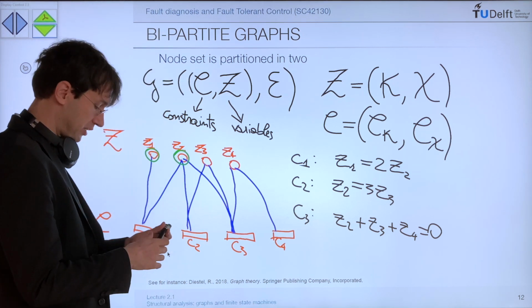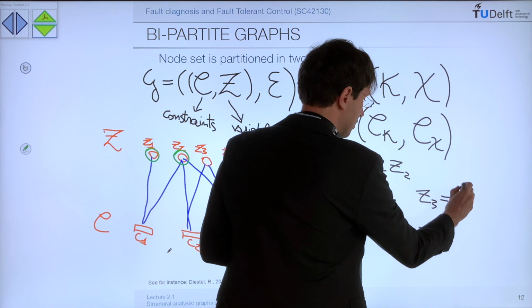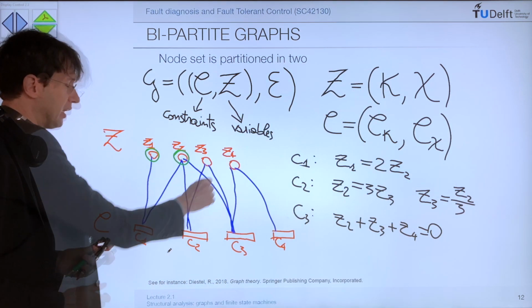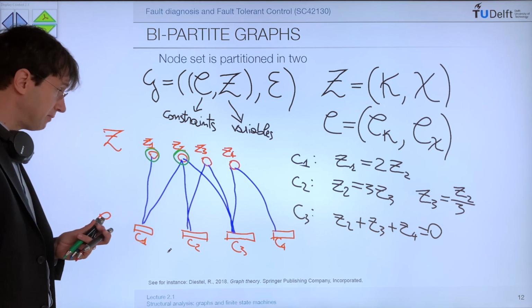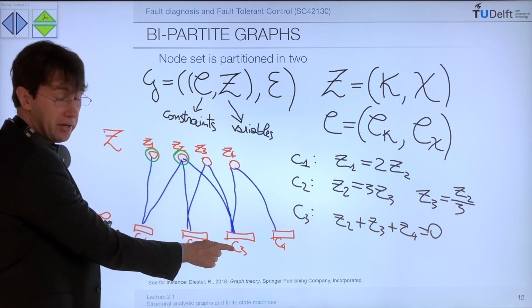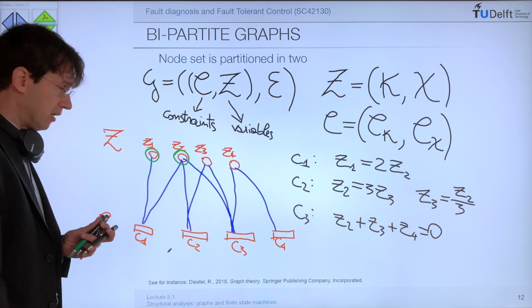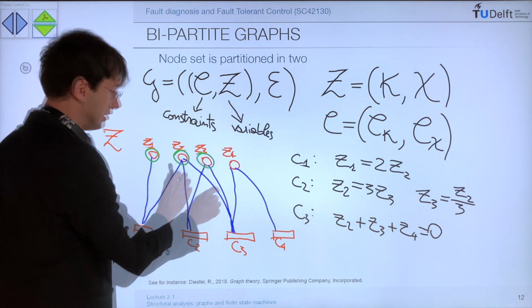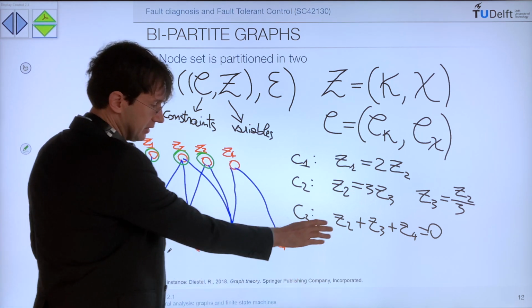Well, then z3 is simply obtained by taking z2 over 3. And then we can look if we can find the value of z4. And indeed we can, because z4 is occurring in this equation, C3, where z3 and z2 are occurring. But z2 is known, and z3 we just computed, so z4 can be simply obtained by inverting this equation here.